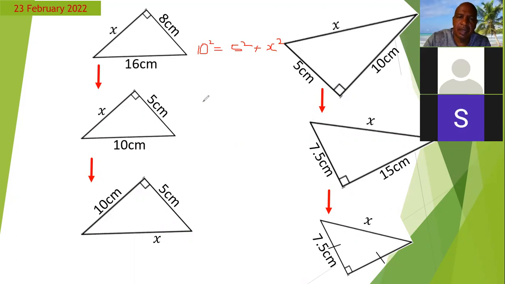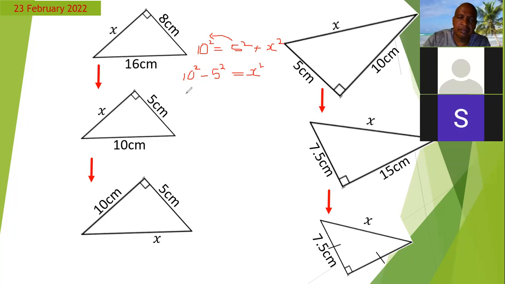Okay. All right, so what do we do next? Carry over the 5 squared, which would equal negative, because the 5 squared is positive. It's positive. Very good. So now we're going to have what? 10 squared minus 5 squared, and that equals x squared. X squared. Very good. All right, next.